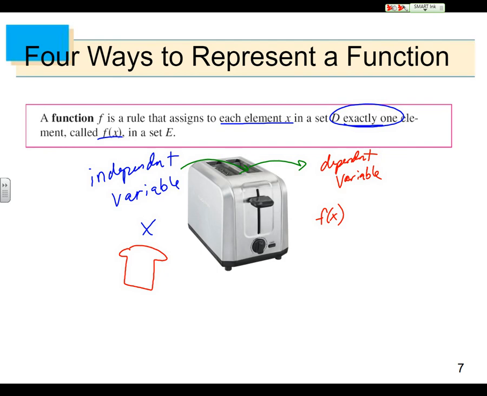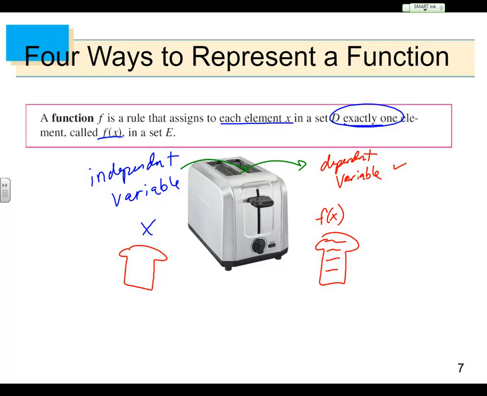Okay, and of course, the bread can only come out as one thing. The bread can't come out sometimes as toast and sometimes as lasagna. It can't happen. The bread has to go in, and it can only be assigned to one of the dependent variables. That's how I'm going to know if something is a function or not.